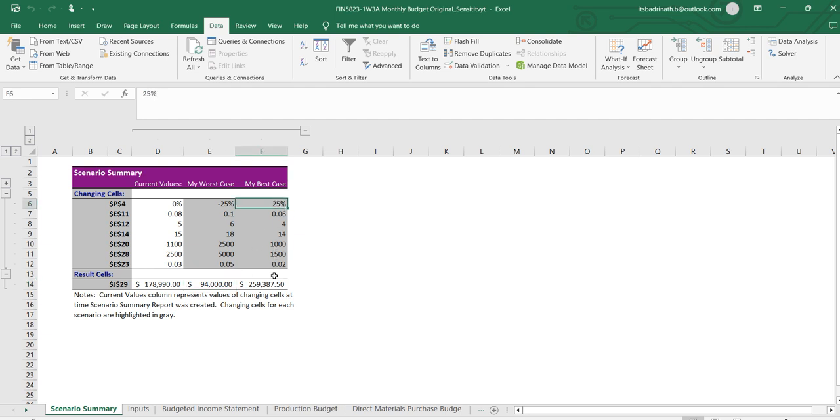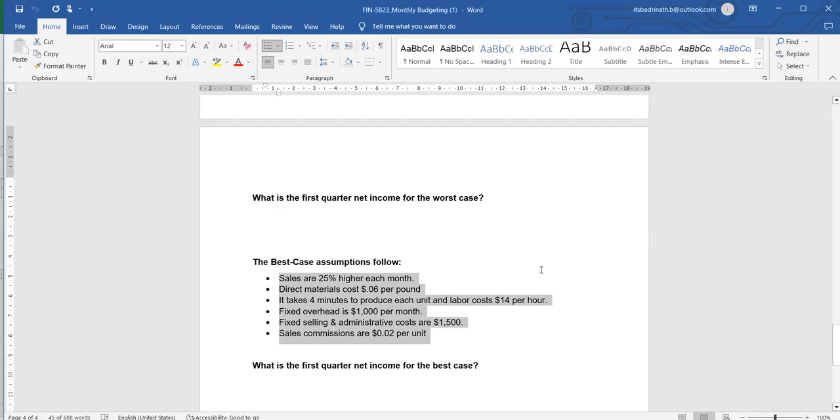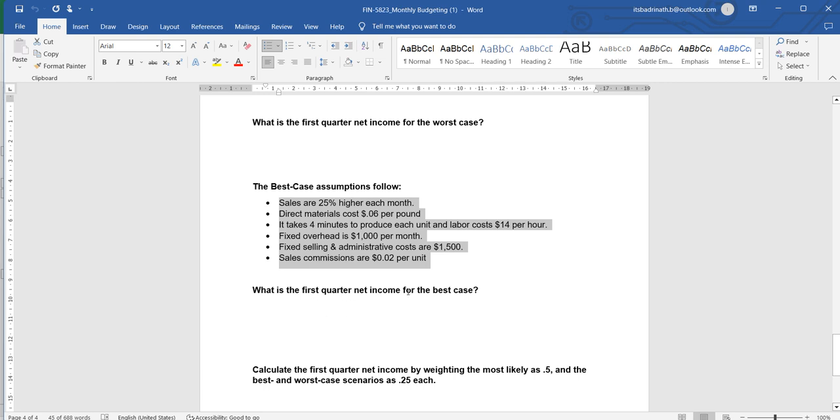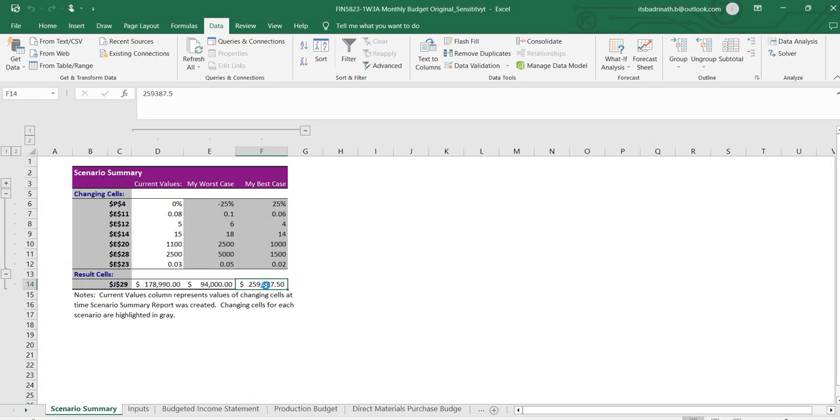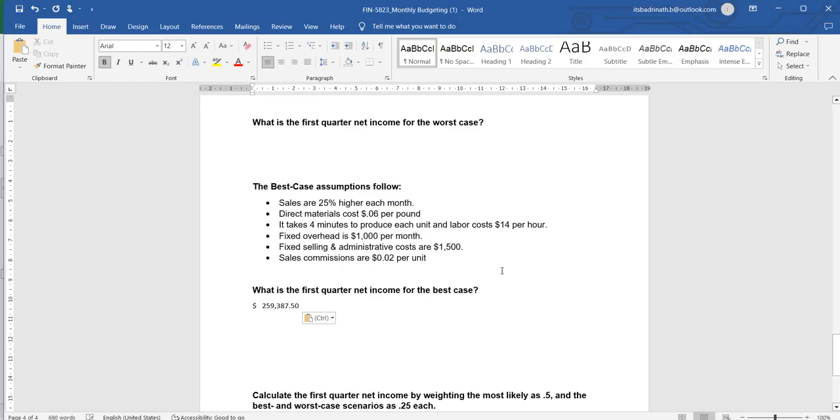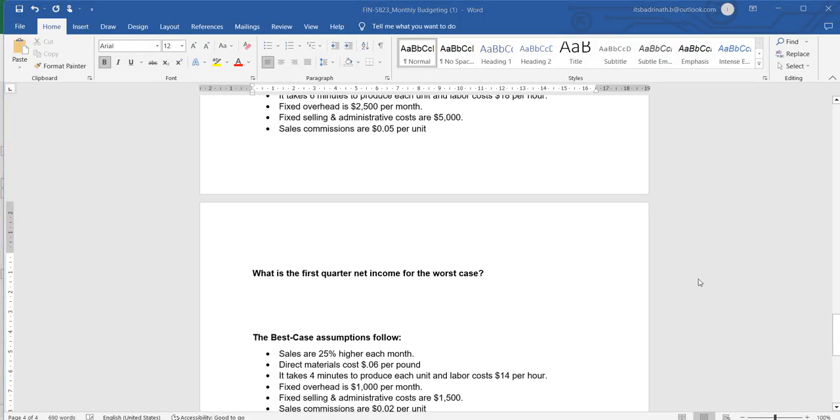అదే బెస్ట్ కేస్ సినారియోలో వచ్చినప్పుడు 259,387 ఇస్ ద వాల్యూ దట్ విల్ బి జనరేటెడ్. ఓకే, సో దిస్ ఇస్ హౌ వి క్రియేట్. నౌ ఇక్కడ వాడు అడిగిన క్వశ్చన్ ఏంటి చూసుకోవాలి. క్రియేట్ చేసాను. వాట్ ఈస్ ద ఫస్ట్ క్వార్టర్ నెట్ ఇన్కమ్ ఫర్ బెస్ట్ కేస్ ఇష్యూ? ద బెస్ట్ కేస్ వాల్యూ ఇస్ 259. Okay, what is my worst case scenario value?